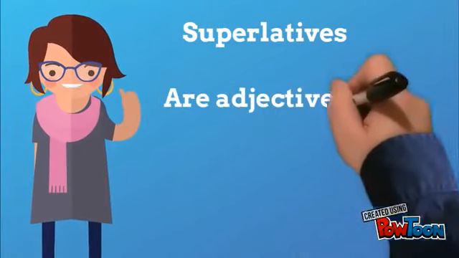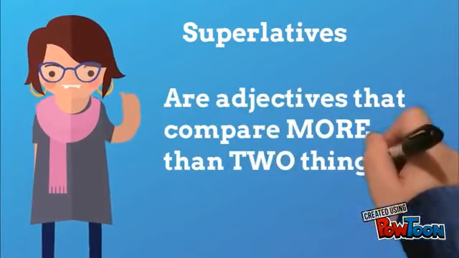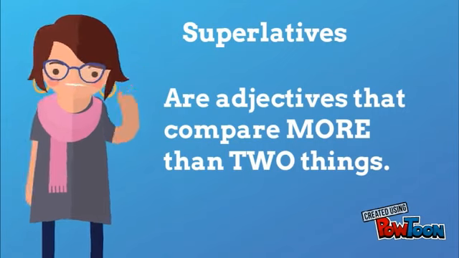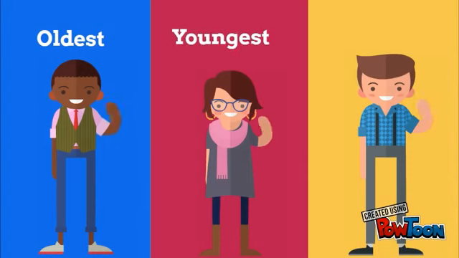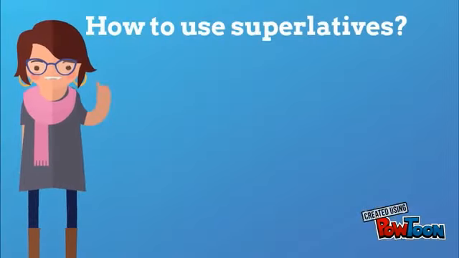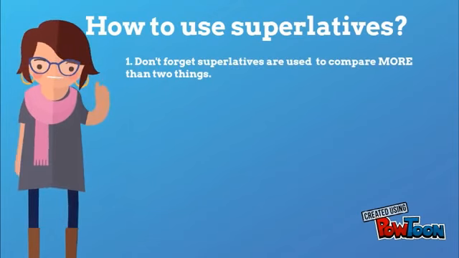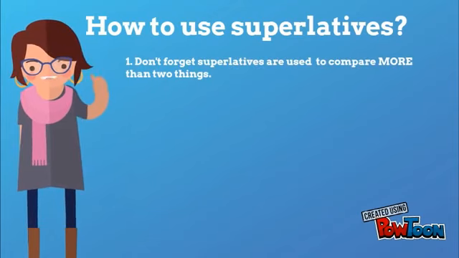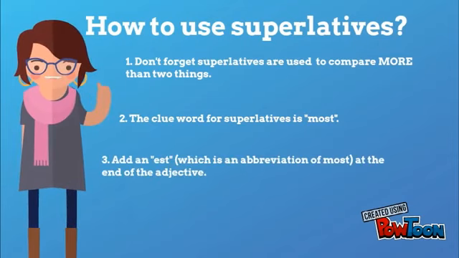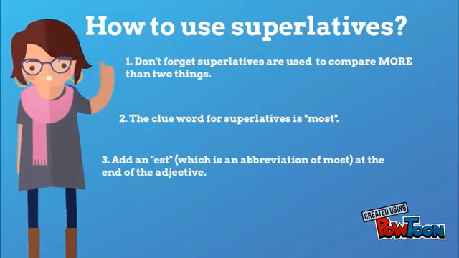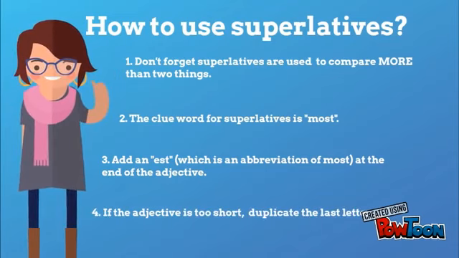Superlatives are adjectives that compare more than two things. Like comparing three people to see which one is the oldest, the youngest, and the tallest. How to use superlatives? First, don't forget superlatives are used to compare more than two things. The clue word for superlatives is "most". Add an "-est", which is an abbreviation of "most", at the end of the adjective. And if the adjective is too short, duplicate the last letter.